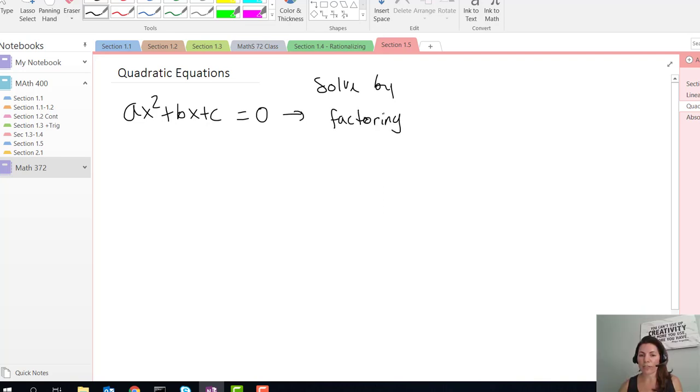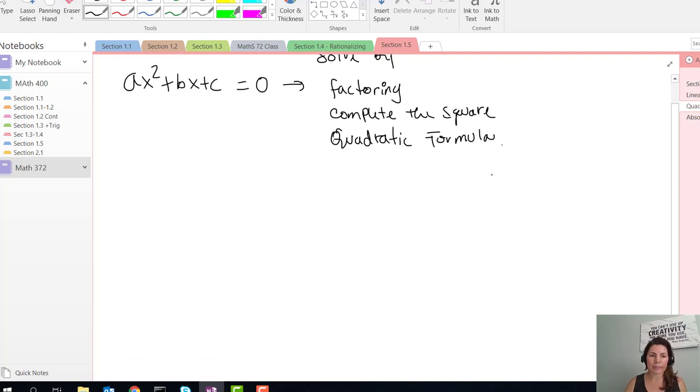Think of other ways you can solve a quadratic equation. So factoring, we can complete the square, and completing the square leads us to the quadratic formula. So we can also use the quadratic formula. So let's try an example.